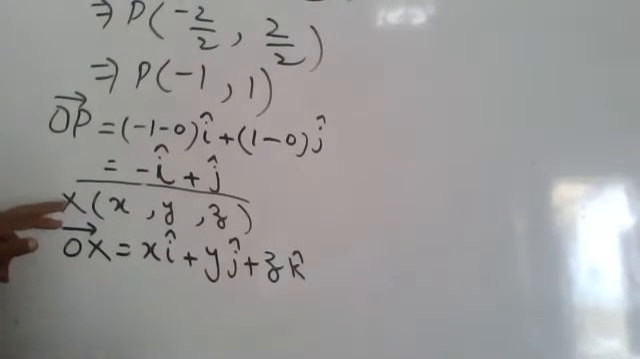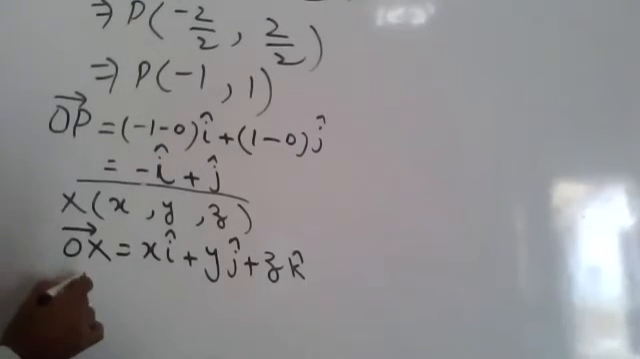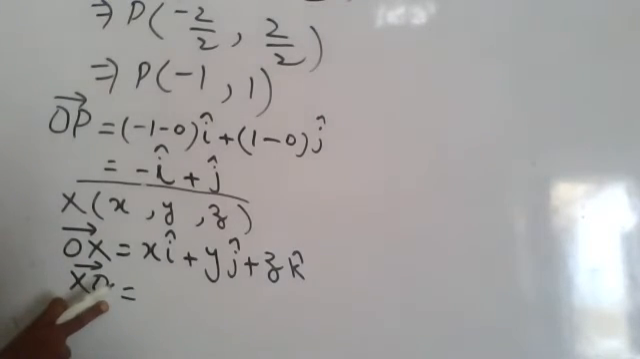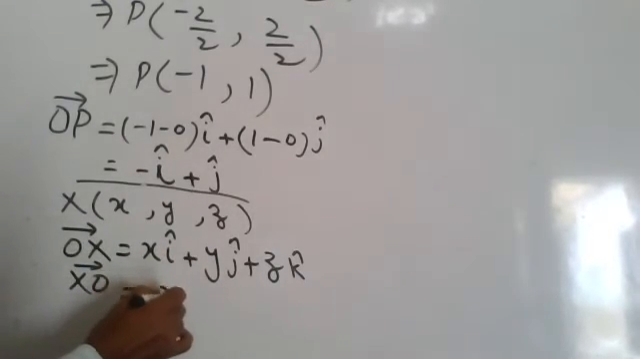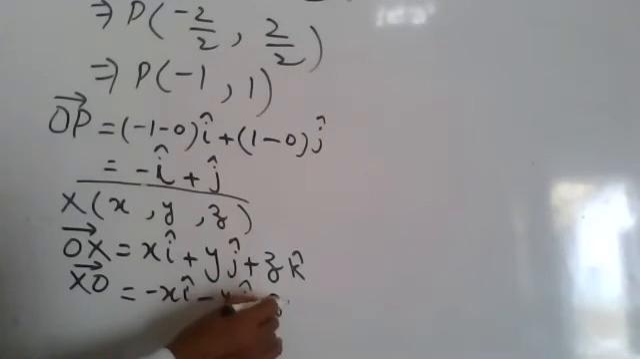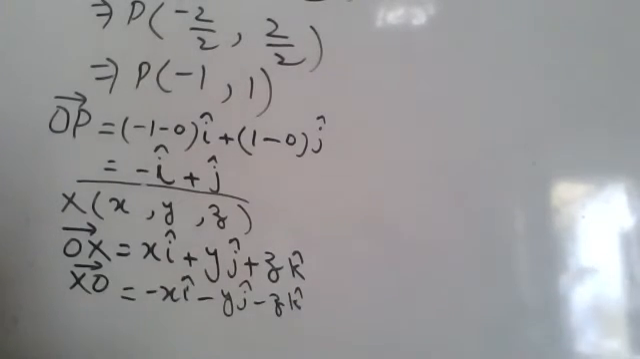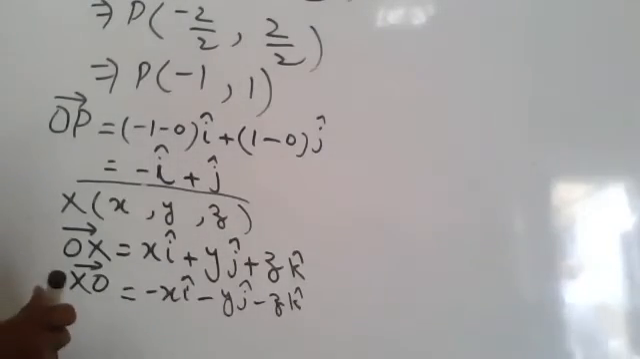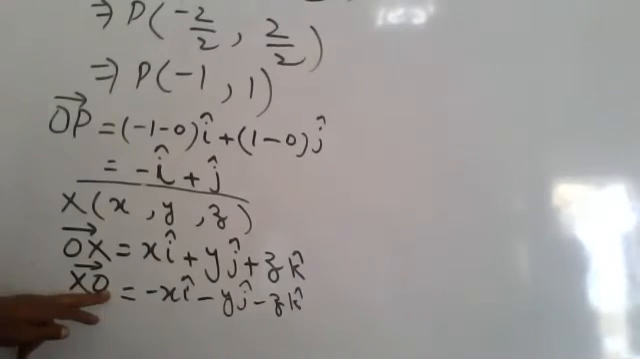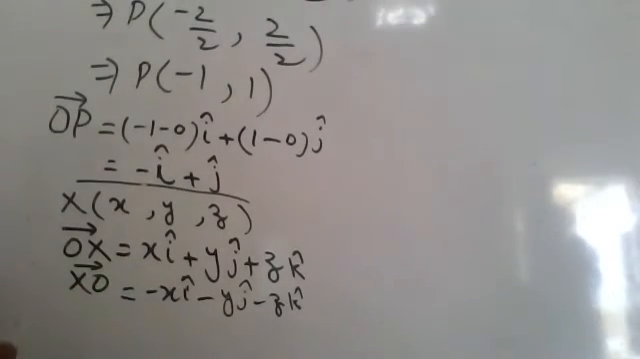And from the point to the origin, it will become OX. That is from the point to the origin, so we'll put the negative sign: negative xi minus yj minus zk. We'll multiply by the negative sign, so it will be the vector from the point to the origin. So we'll multiply with the negative sign of the position vector.